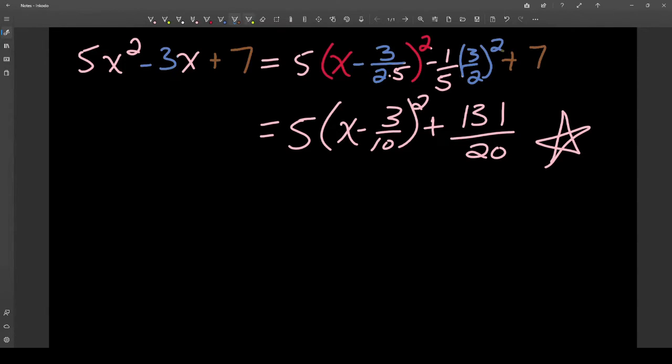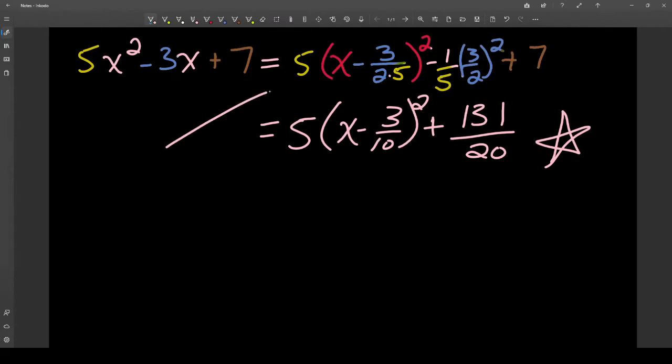And then we have to deal with this coefficient in front of the x squared, 5 in this case. We have to do that in 3 places. We have to multiply by 5, divide by 5, and divide by 5. And that's the procedure.